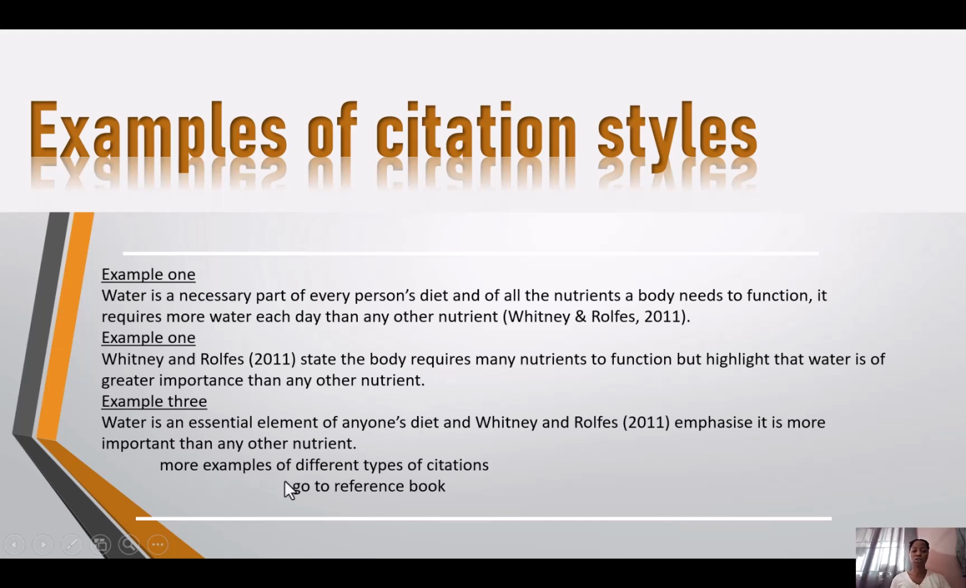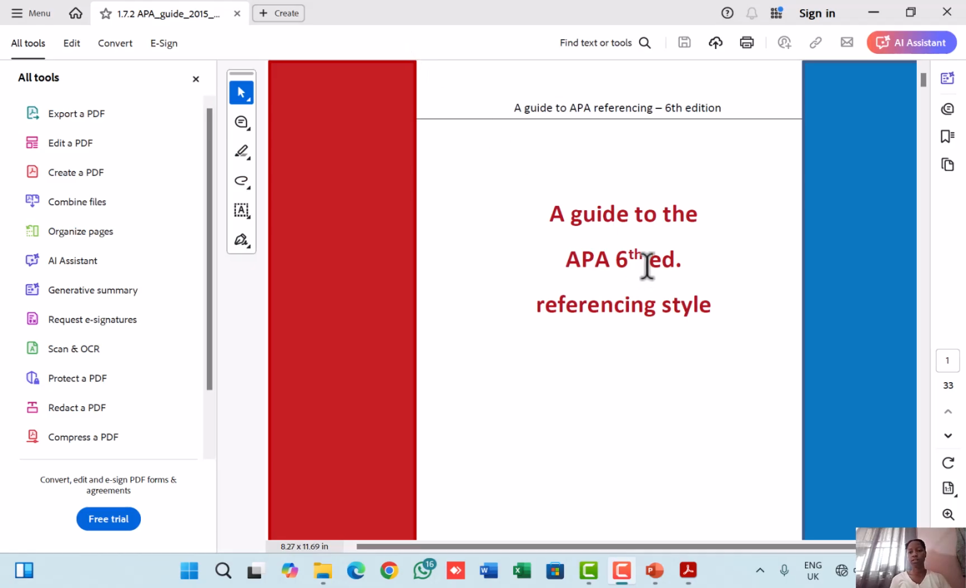Go to this reference book, which I told you is the APA 6th edition referencing style. I want us to open there right now and see the different examples. Okay, this is my book. This is the book title, A Guide to APA 6th Edition Referencing Style.